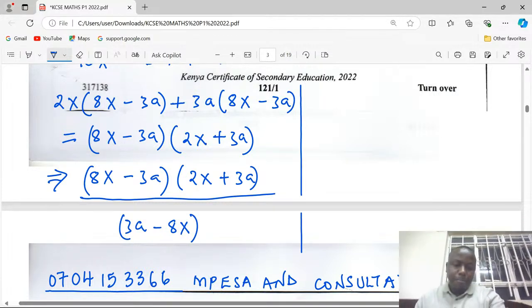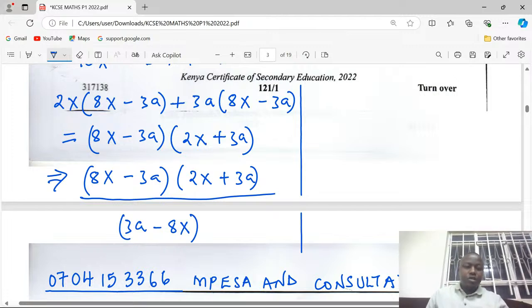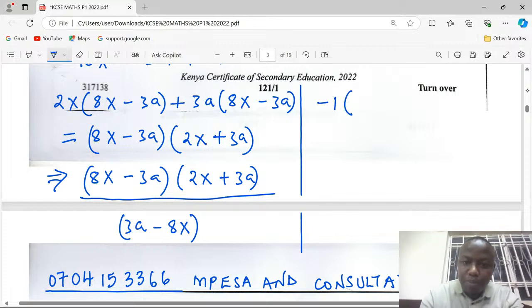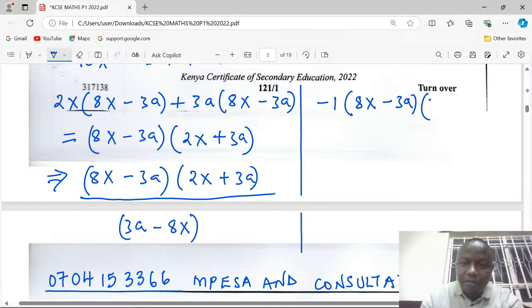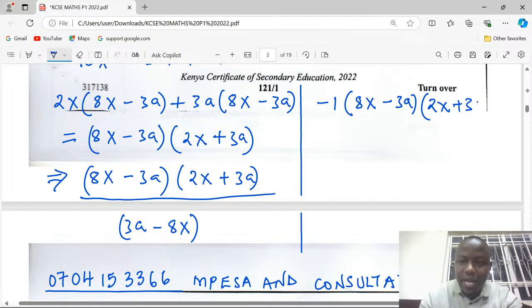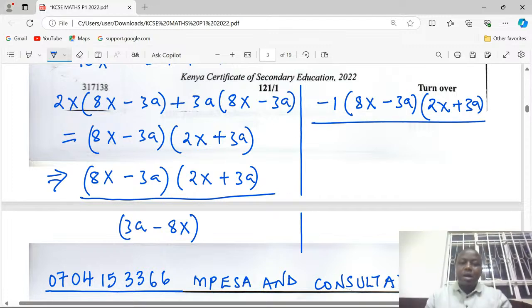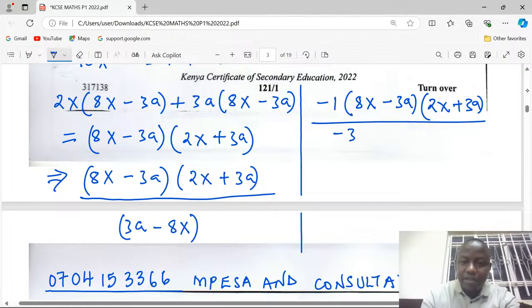All right. Allow me now to multiply the numerator with a -1 and also the denominator with a -1. But for the numerator, where there are two factors, I shall not open the brackets. So I'll be having -1 multiplying everything, 8x minus 3a, then we have 2x plus 3a. Then we divide by. Now the negative multiplying the denominator is going to make it -3a positive 8x. This means we can rearrange.